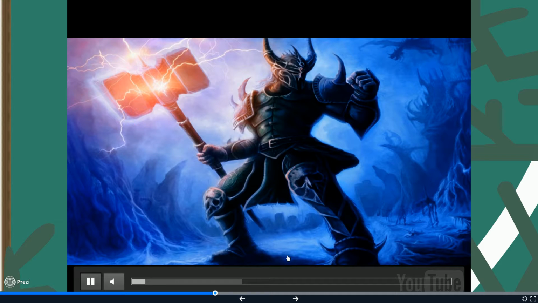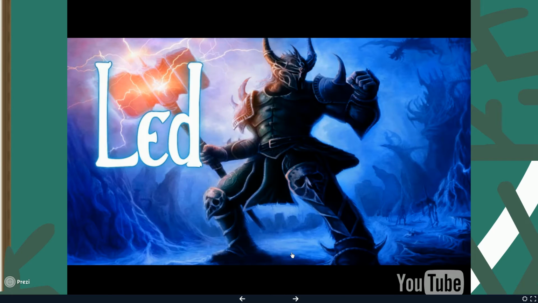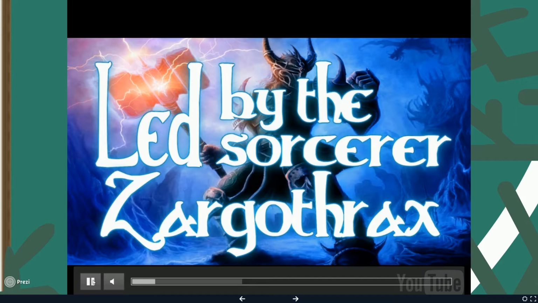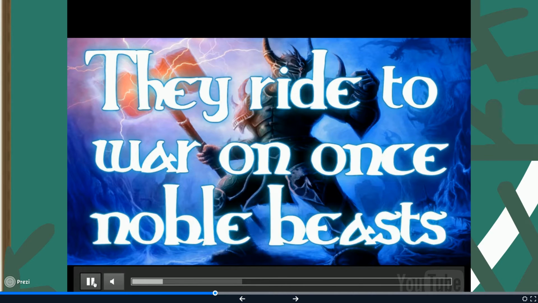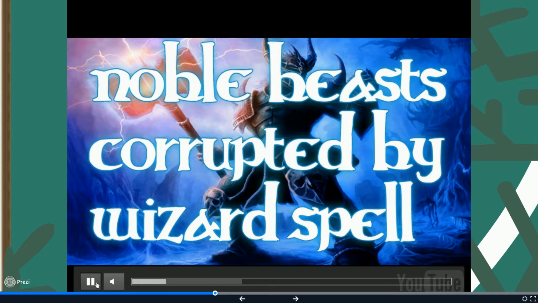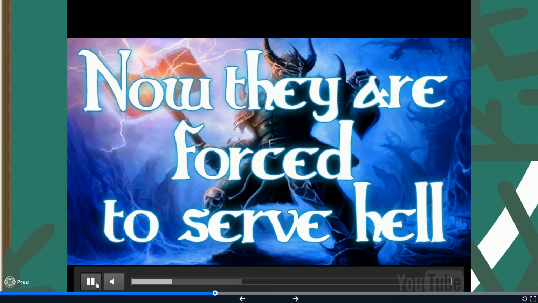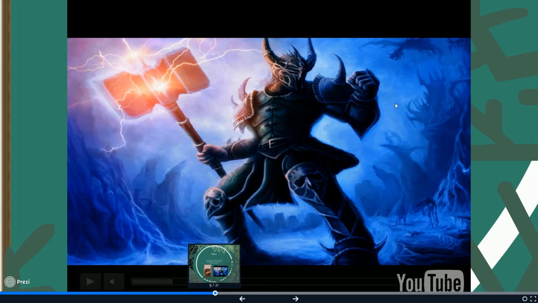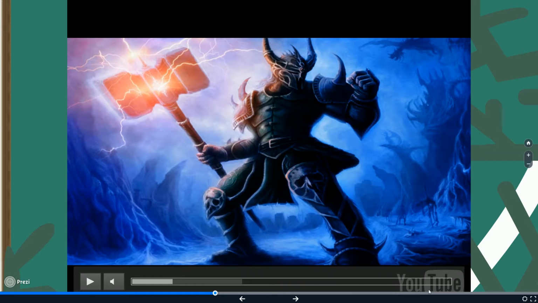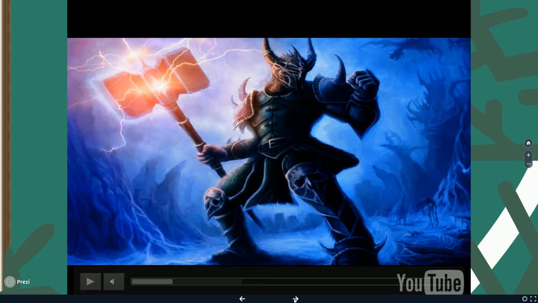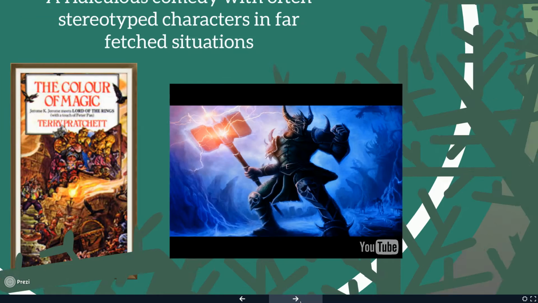The wizard Zargathrax summons forth the undead unicorns to attack the noble town of Dundee. Yep. Corrupted by the wizard's spell, the unicorns used to be good. Now they are forced to serve hell. It's a funny song by Gloryhammer. They make ridiculous songs about fantasy. They're a pretty good band.